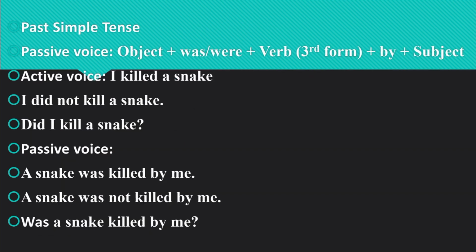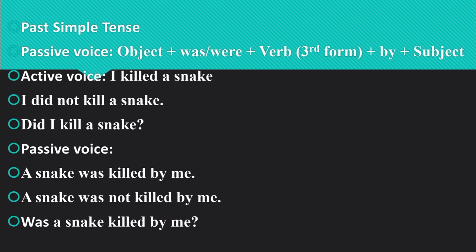Let's see what happens in the case of simple past tense. I killed a snake. I killed a snake is an active voice. When we are converting this sentence into passive voice, it will become a snake was killed by me. When we are converting this sentence into negative, it will become I did not kill a snake. When we are converting this into passive, it will become a snake was not killed by me.